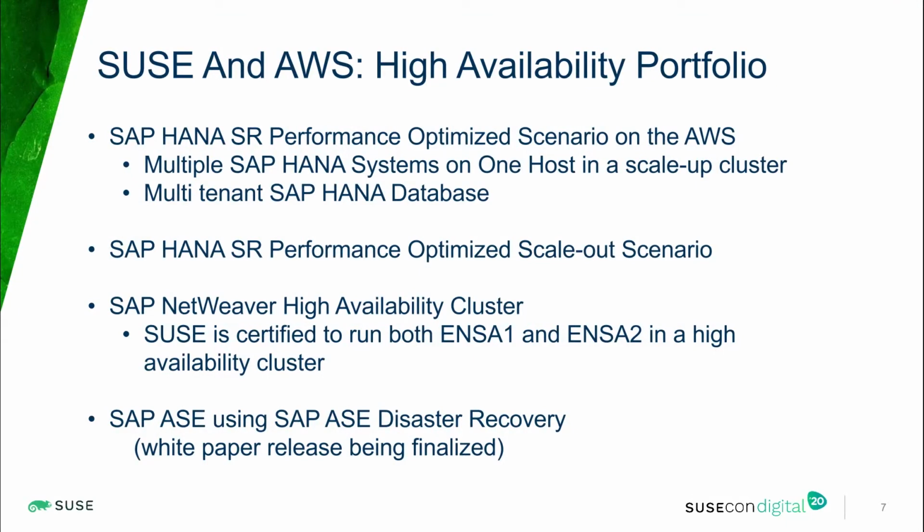SUSE provides the following SAP HA solutions: SAP HANA System Replication Performance Optimized HA Cluster, SAP HANA System Replication Performance Optimized Scale Out HA Cluster, SAP NetWeaver HA Cluster certified to run both ENSA 1 and ENSA 2. We are working on expanding the portfolio to introduce the SAP ASE Disaster Recovery solution.